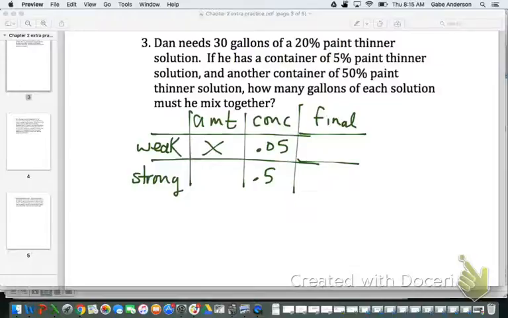If the weak is going to be x gallons, and we want a total of 30, how much would the strong have to be? 30 minus x. 30 minus x, right? Be 30, like the amount that we want, minus however much we just put in. Does that make sense? You're giving me a funny look. Okay. So let's think about it like this. We got a little more filling out to do here. 30 minus x is correct there.